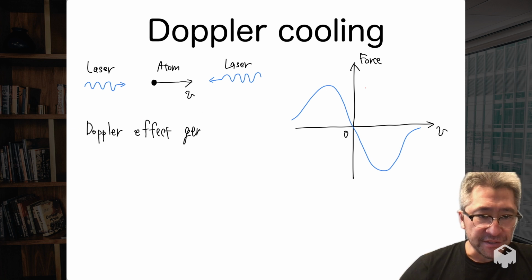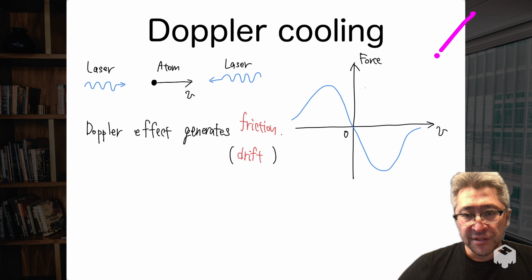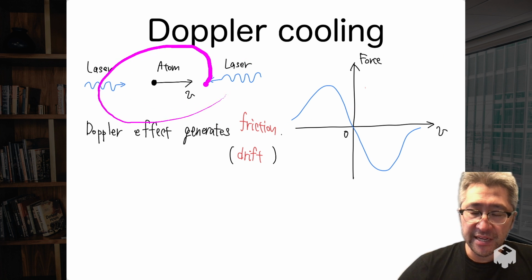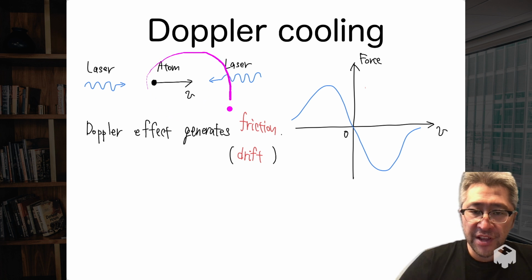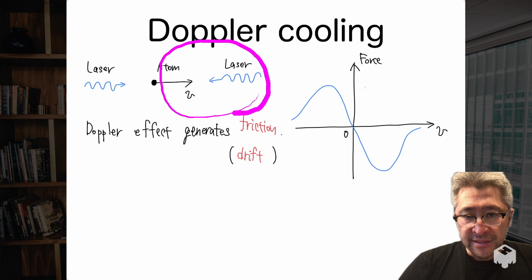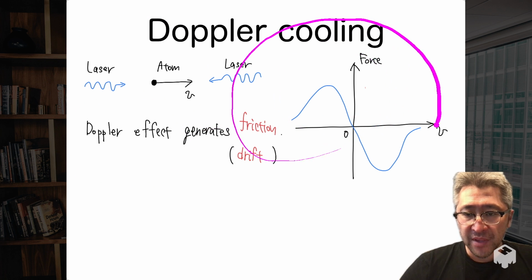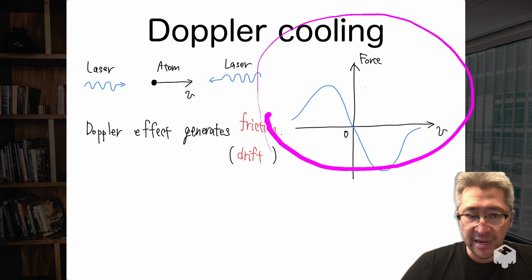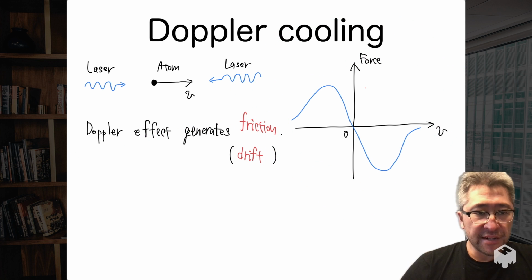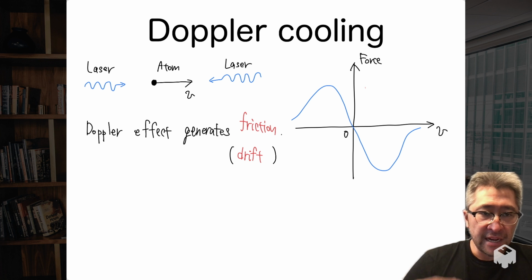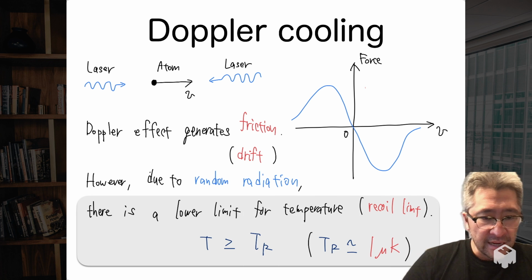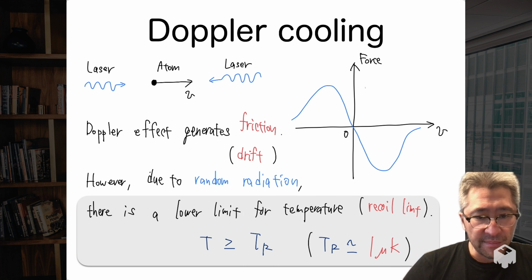acts as friction. This friction is due to the Doppler effect, because the frequency between this direction and this direction is different. So using this Doppler effect, the force is given by this behavior. However, in laser cooling, the laser affects this atom very randomly by random radiation. So there is a lower limit for temperatures, which is called the recoil limit.